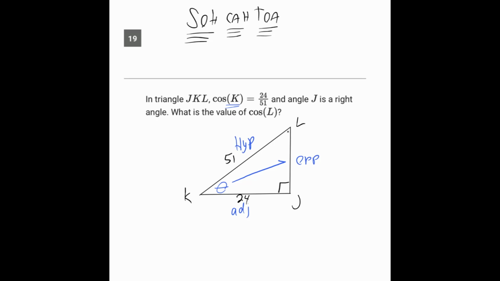Now, if we want the cosine of L, we're probably going to need the length of LJ. So we can use the Pythagorean theorem to find that missing side length. With Pythagorean, the biggest way to mess up is by not putting the hypotenuse in as C. So we have 24 squared plus B squared equals 51 squared. 24 squared is 576. 51 squared is 2,601.